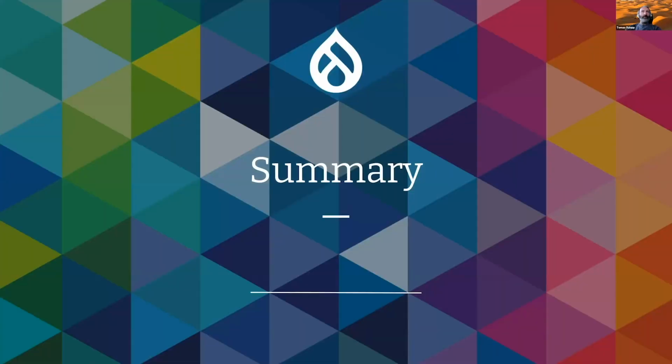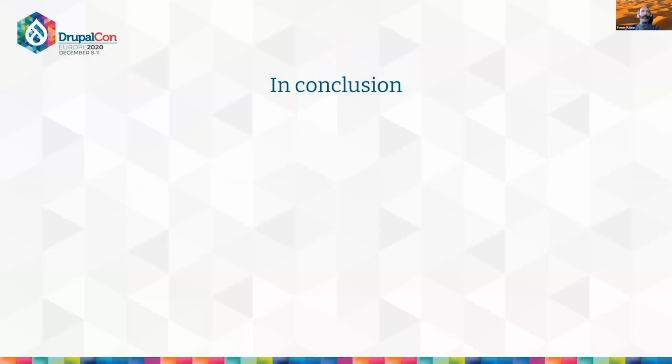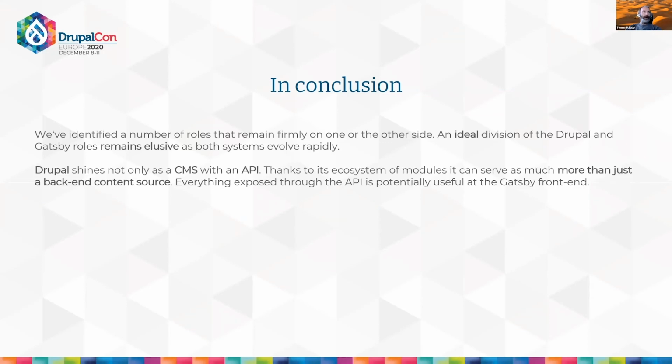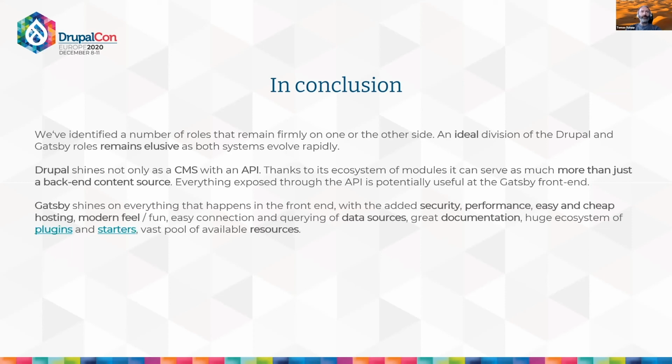Summary. So we've seen the number of roles which are definitely on one side or the other. There is a middle which is undecided, where we still have work to do. Drupal shines not only as a CMS and an API. It's got the potential of using a lot of backend module functionalities that can be exposed through the API and very useful in the Gatsby front end. That's also one of the reasons why I find Gatsby Drupal more superior over other CMSs. Gatsby shines on a number of fronts that we mentioned.